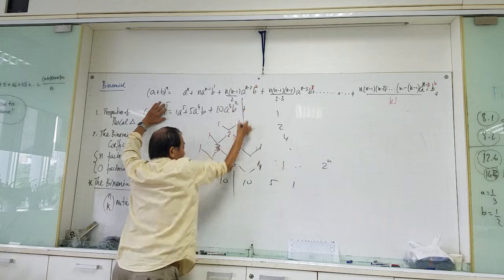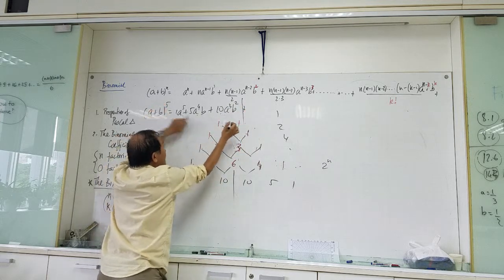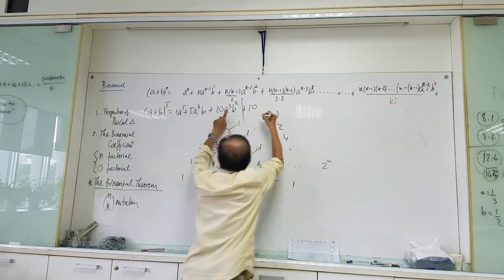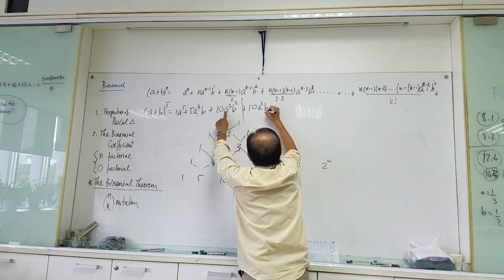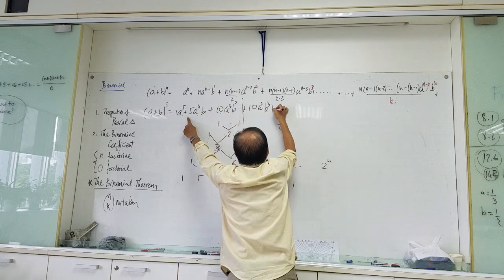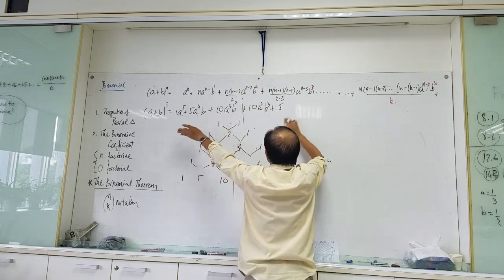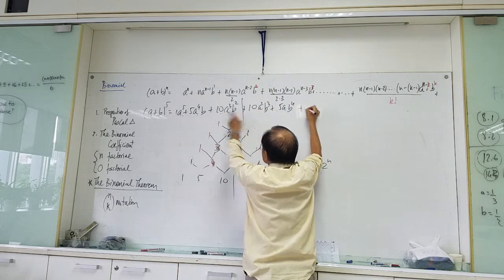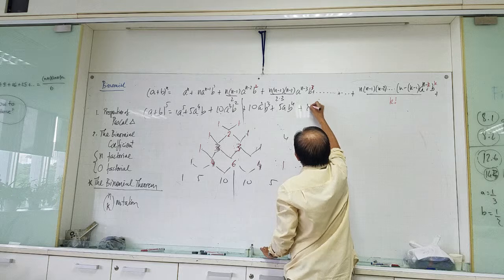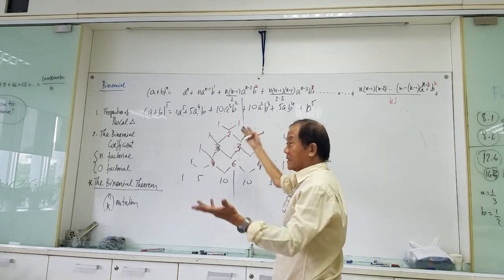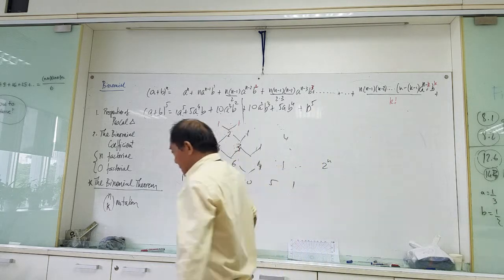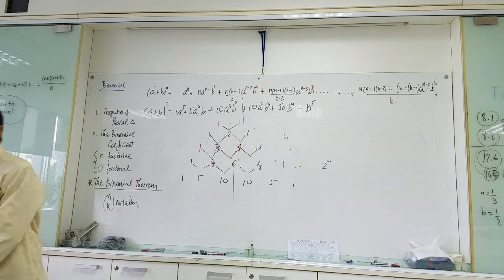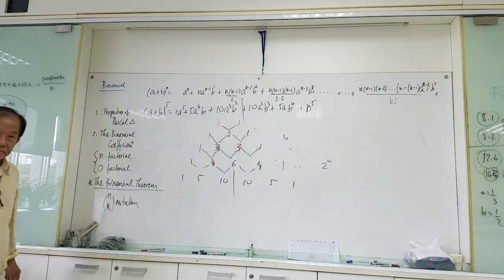That means you don't have to be in between 1, 2, 3. Now you copy 10 here, then you go down a squared b cubed, and you copy 5 here because of the symmetry, right? Then you go down a b to the fourth power, finally get 1 over there, b to the fifth power. So that is how you use the Pascal triangle to write the terms.